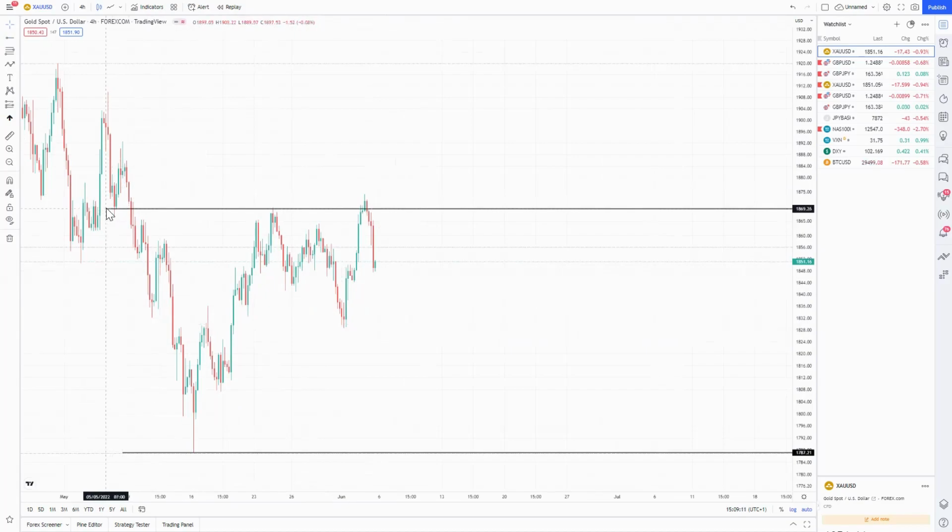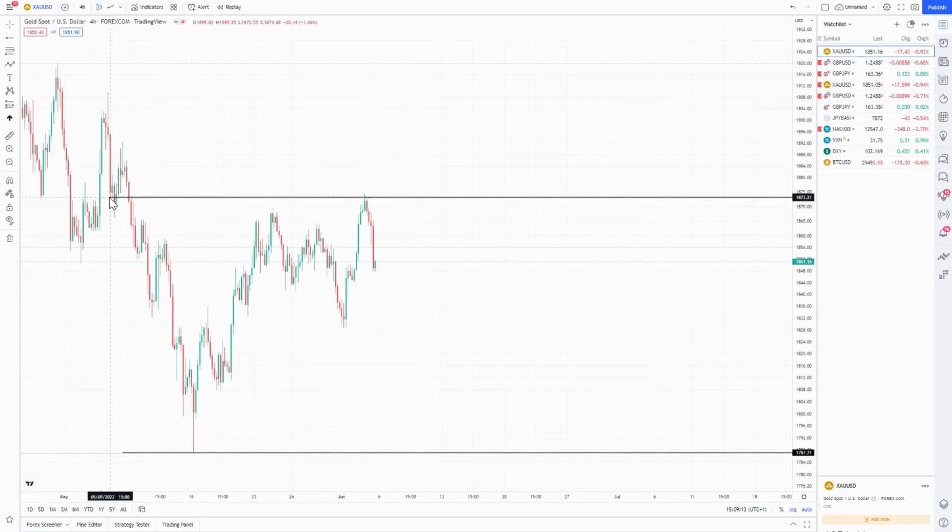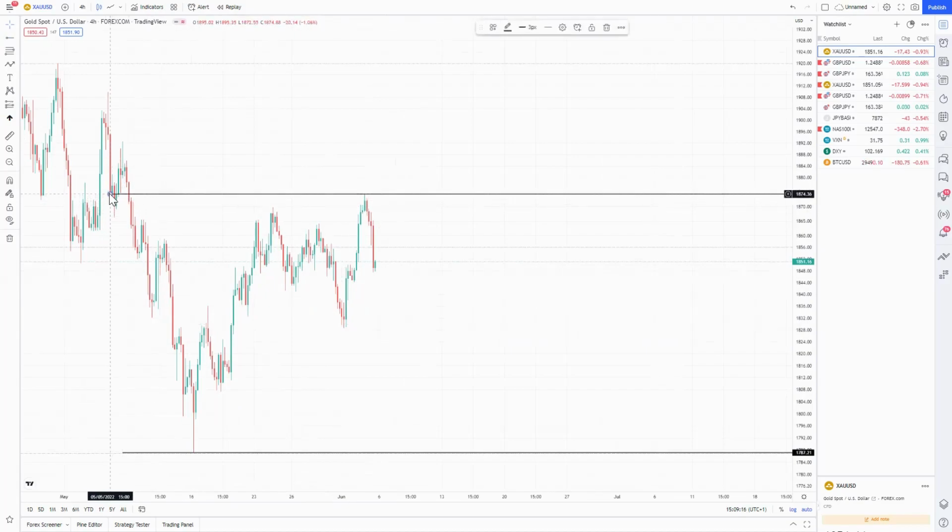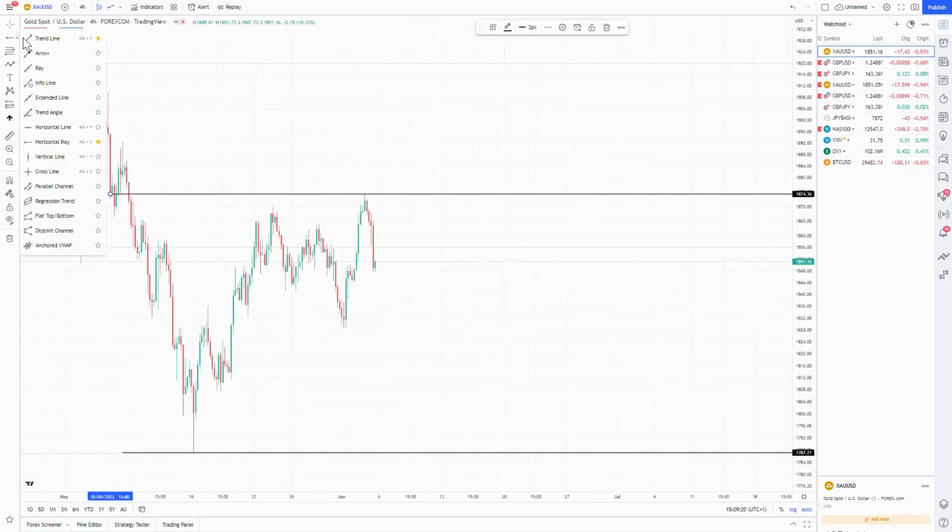Gold obeyed the structure here. Can you see? I don't know if we are going to expect more sales on gold, so we'll just react to what we see. Let's mark out this trend.